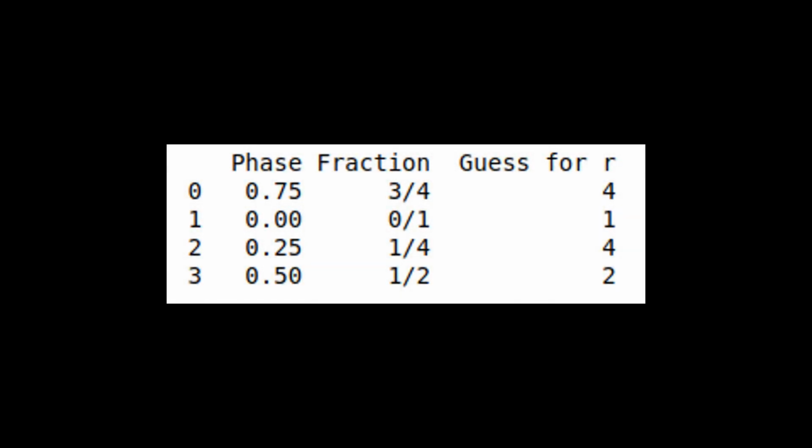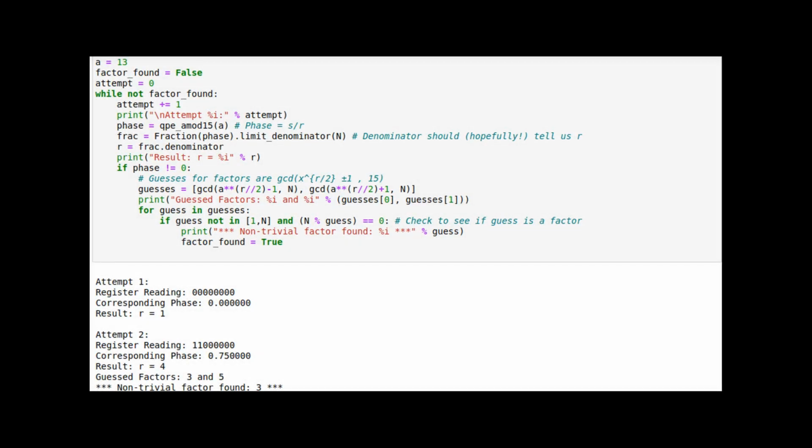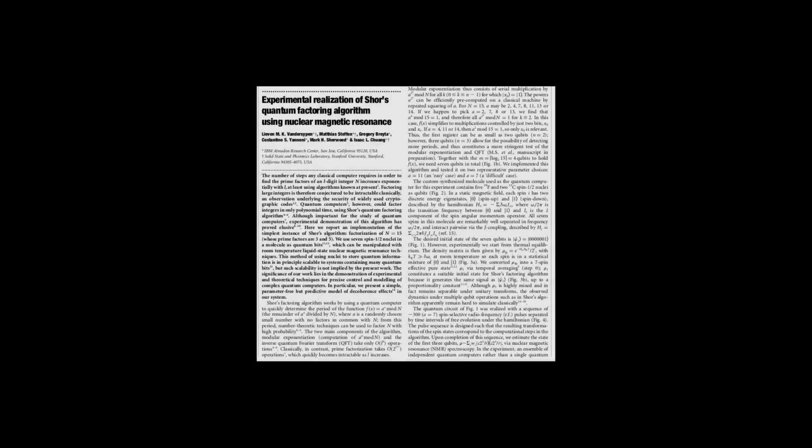When using the continued fractions algorithm, the order r must be less than N, so I set the denominator to be 15. We can see that 2 of the measured eigenvalues give us a correct result for r, and it's worth noting that Shor's algorithm can fail. The code above reruns Shor's algorithm until a factor of 15 is found. We can see it takes a couple of attempts.